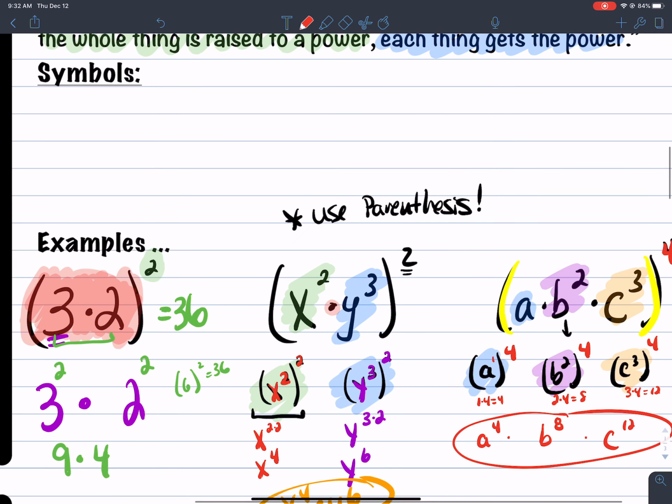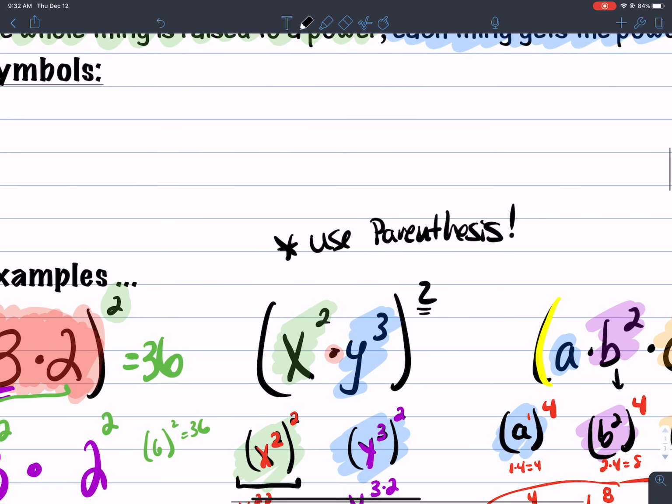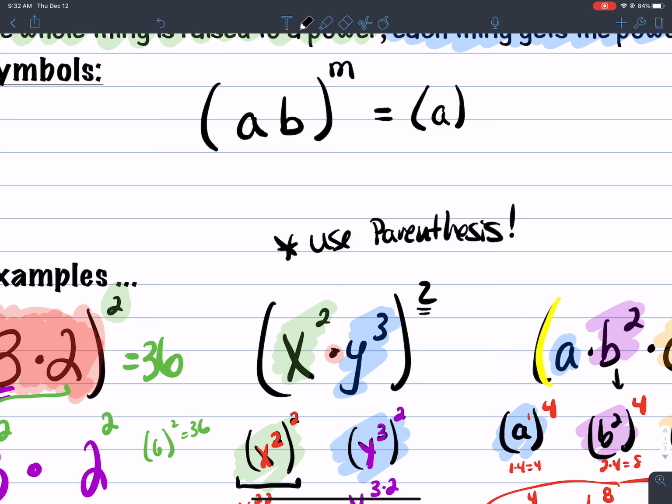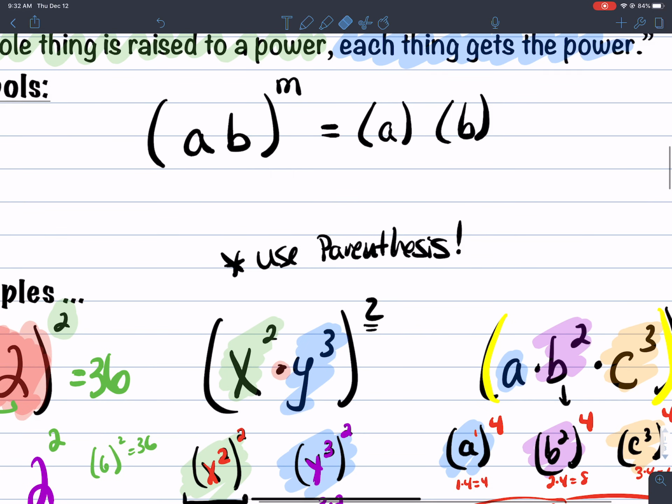So the last thing we'll do is fill that out in symbols. So we do it in symbols. If we had two things like a and b being multiplied, and they all get a power of m, the way that we would simplify that is the first thing gets its own set of parentheses, the second thing being multiplied gets its own set of parentheses. We connect them with multiplication, and each of those groupings gets the exponent of m.